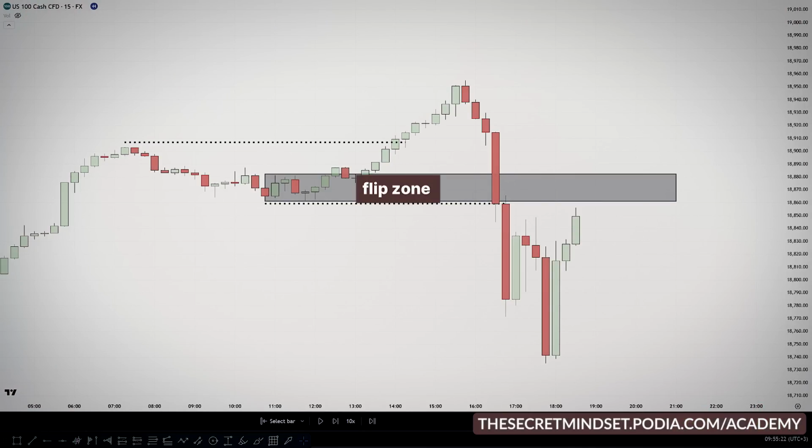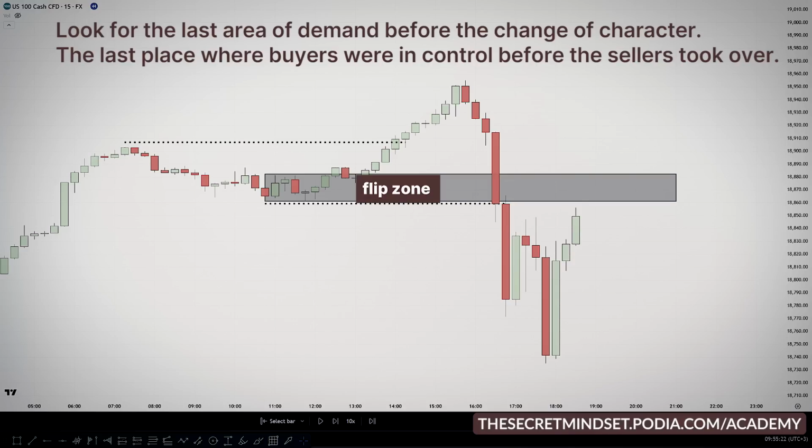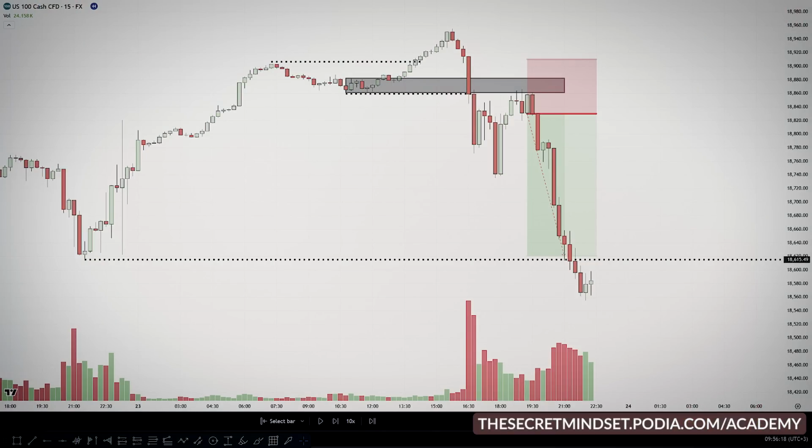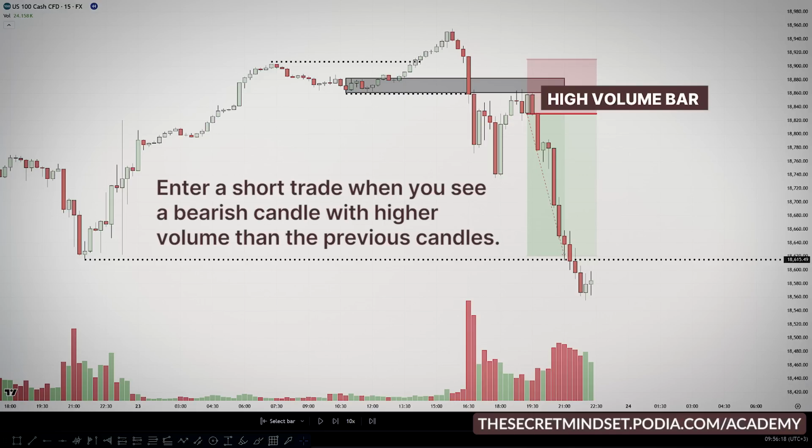Next, you look for the last area of demand before the change of character. The last place where buyers were in control before the sellers took over. So this previous area of demand has now flipped and become a potential supply. We wait for a retracement to our new supply zone, and then enter the short trade when we see a bearish candle with higher volume than the previous candles.